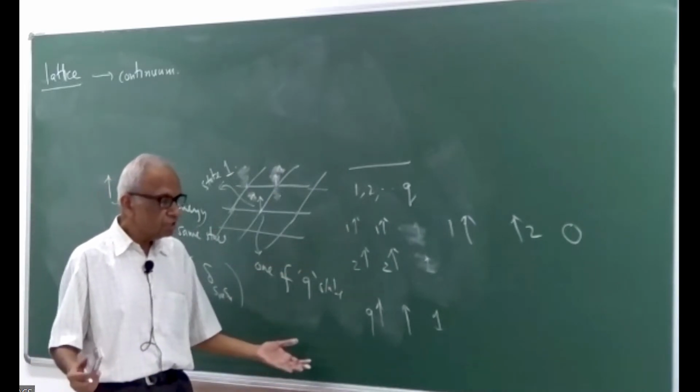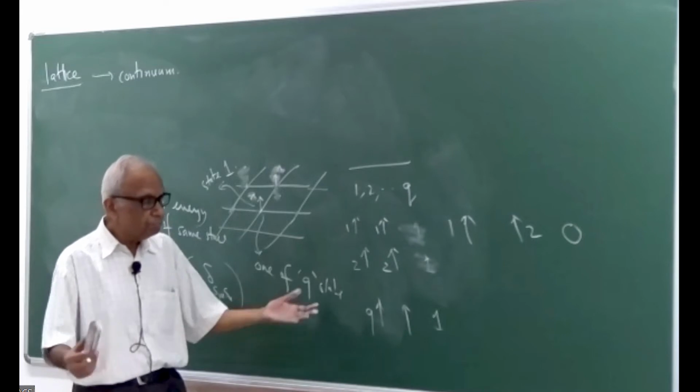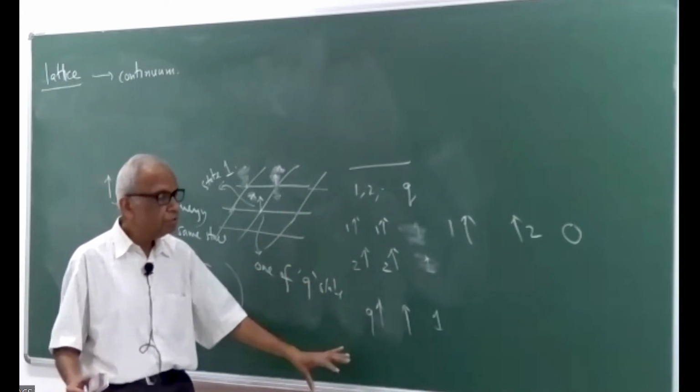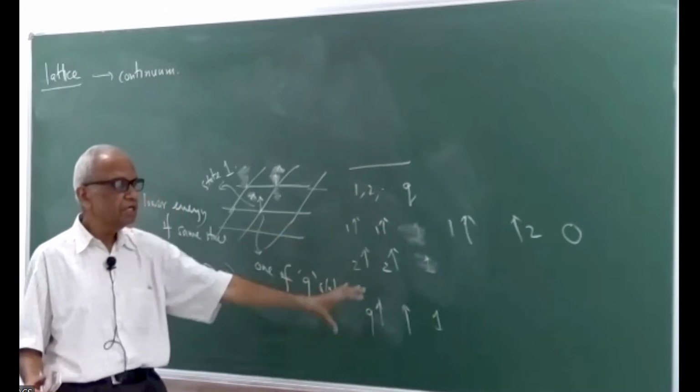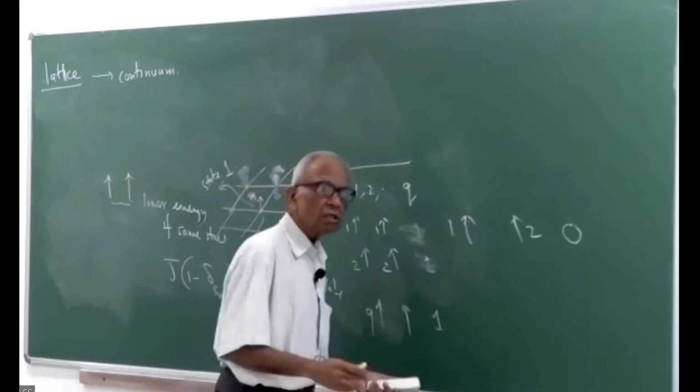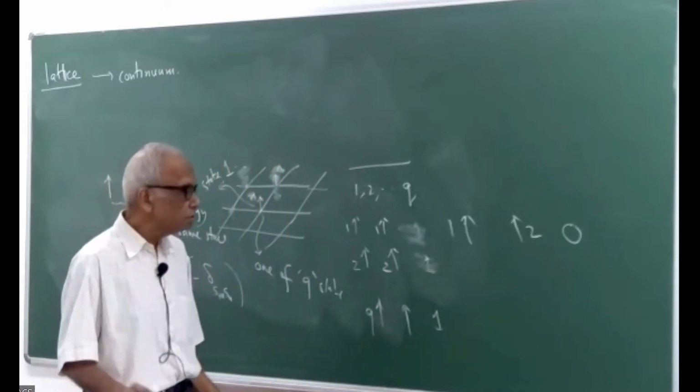The point being made to simplify is that 1, 1, 2, 2, 3, 3, Q, Q all have the same energy. Okay, sir. Yeah, understood.